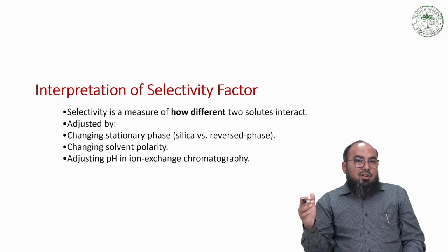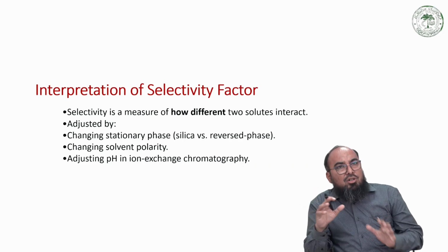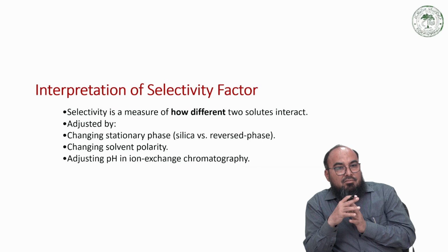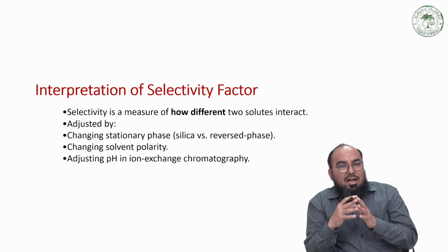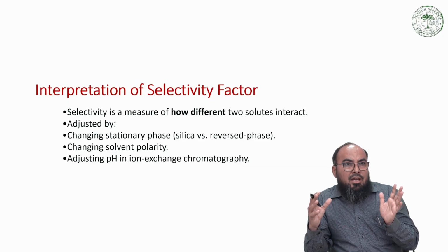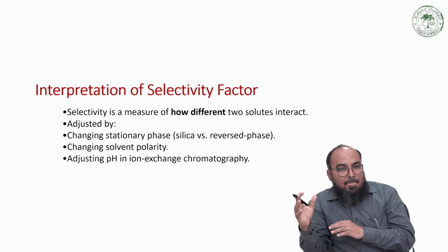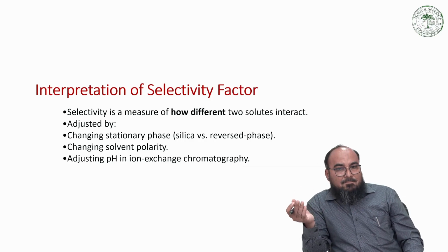So the interpretation of selectivity, how selectivity is significant. Selectivity is actually a measure of how different solutes in a column are interacting with each other. For a good separation, they should have a good separation among them. So their values must lie between 1.05 to 2. And similarly, we can modulate the selectivity factor by changing the stationary phase.